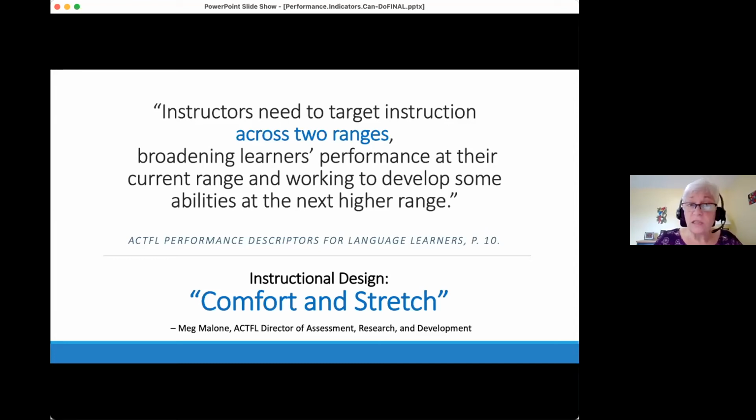Instructors need to target instruction across 2 ranges: broadening learners' performance at their current range and working to develop some abilities at the next higher range. Remember, when we talk about proficiency, low means they're barely there, mid means they're solidly there, and high means they're most of the time reaching into that next level.